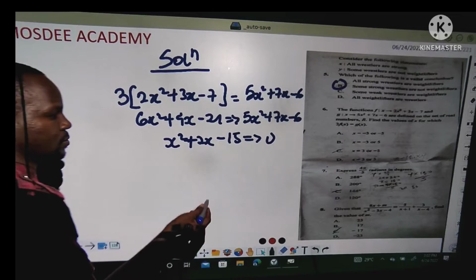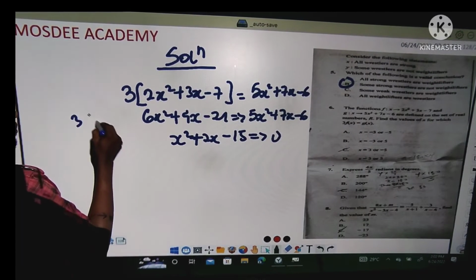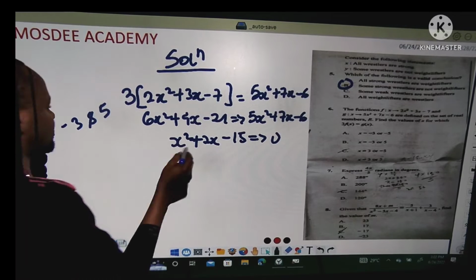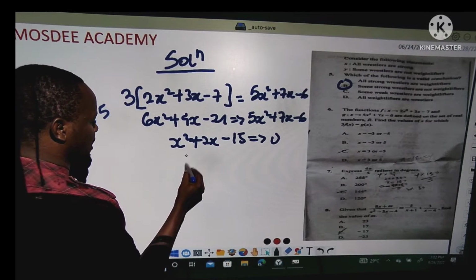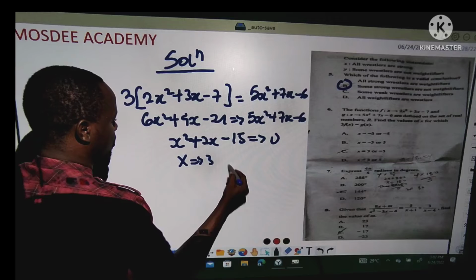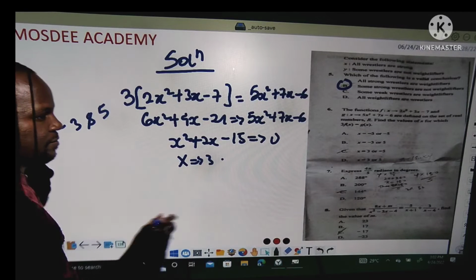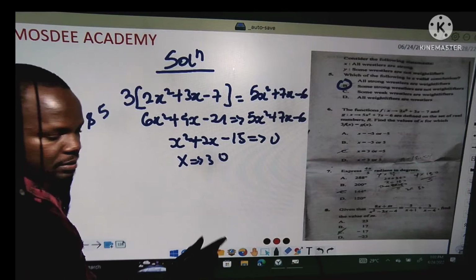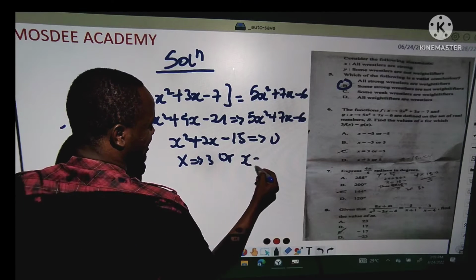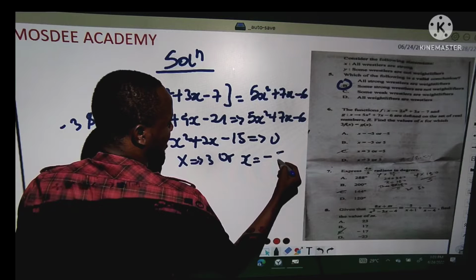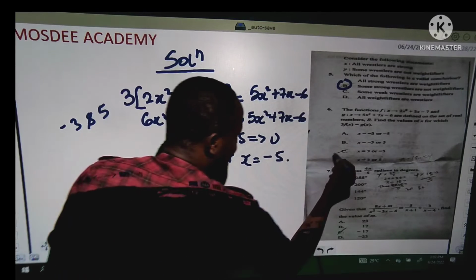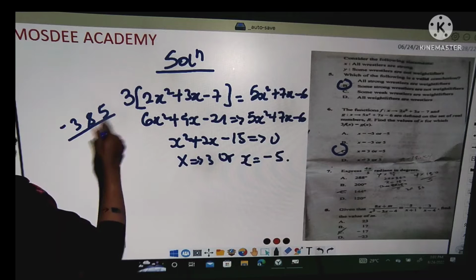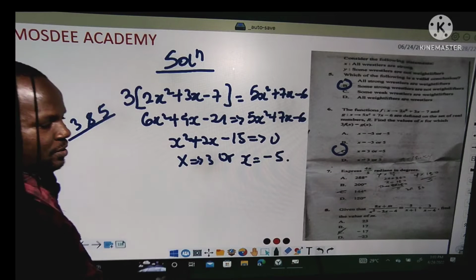I will solve this quadratic equation. 3 and minus 5, or minus 3 and 5: minus 3 and 5 will give me 2. So if I substitute, it will be x equals 3 or x equals minus 5. I'm working with time. I hope you understand what I did here. I told you whenever you have the factor, just change the sign. That will be your answer.